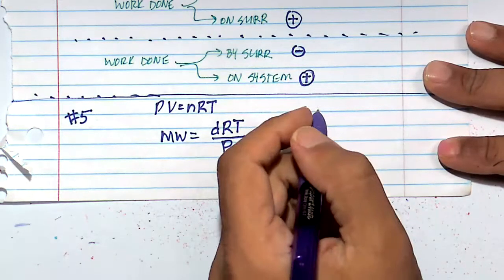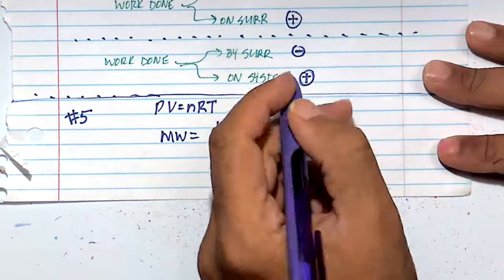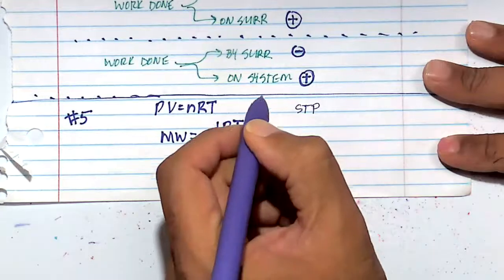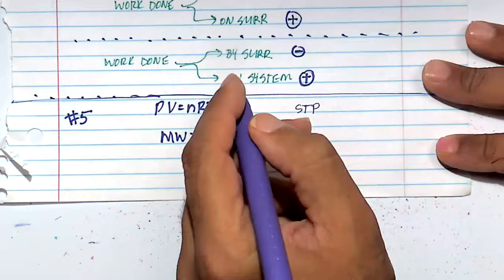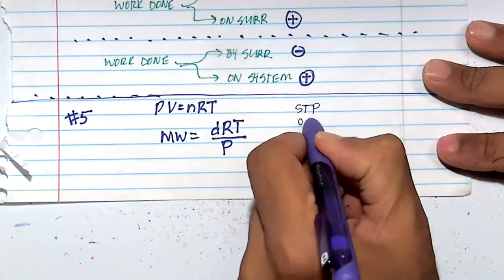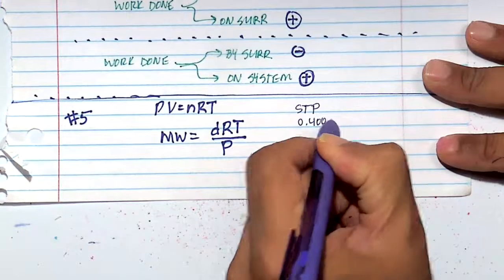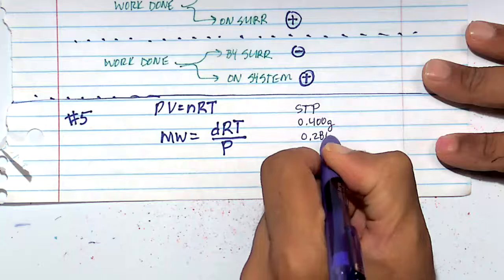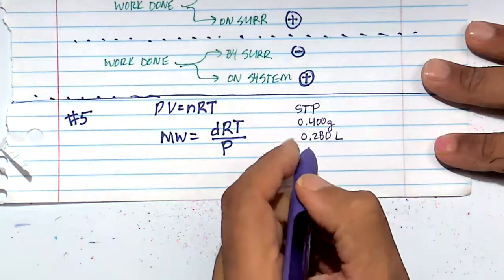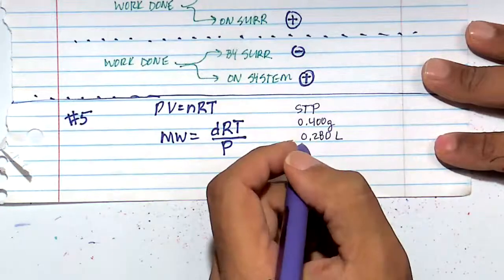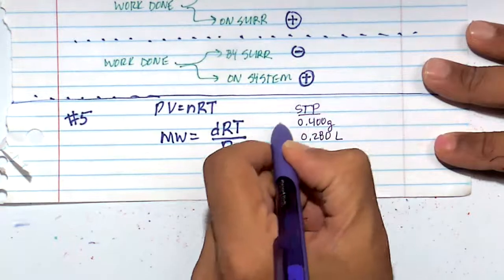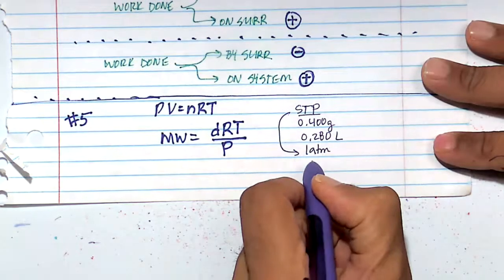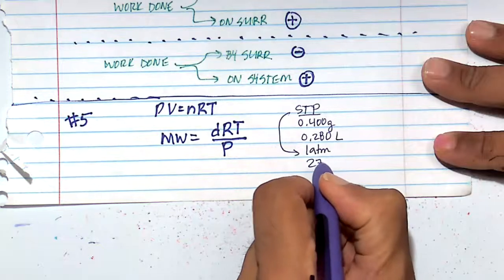As an example, I don't have a calculator with me, but let's say you are at STP, and you have 0.400 grams of the gas. It occupies 0.280 liters. And what does STP mean? Yes, that also means 1 atmosphere and 273 Kelvin.